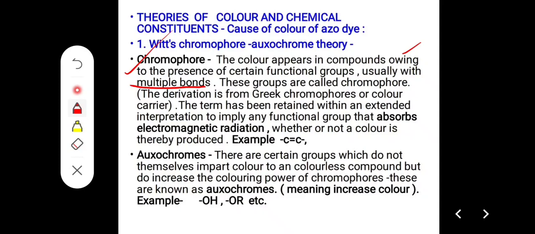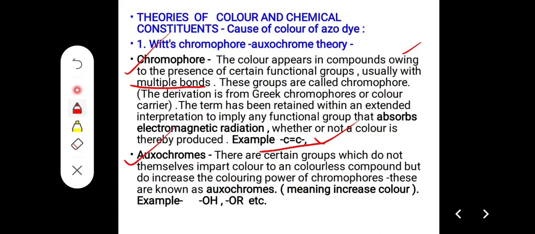Whether or not a color is thereby produced, that is C=C, that may absorb light, we can also call chromophore, but actually the range should be in the UV region. Okay, in most cases, compounds containing more double bonds are treated as chromophores. Now we consider oxochrome.